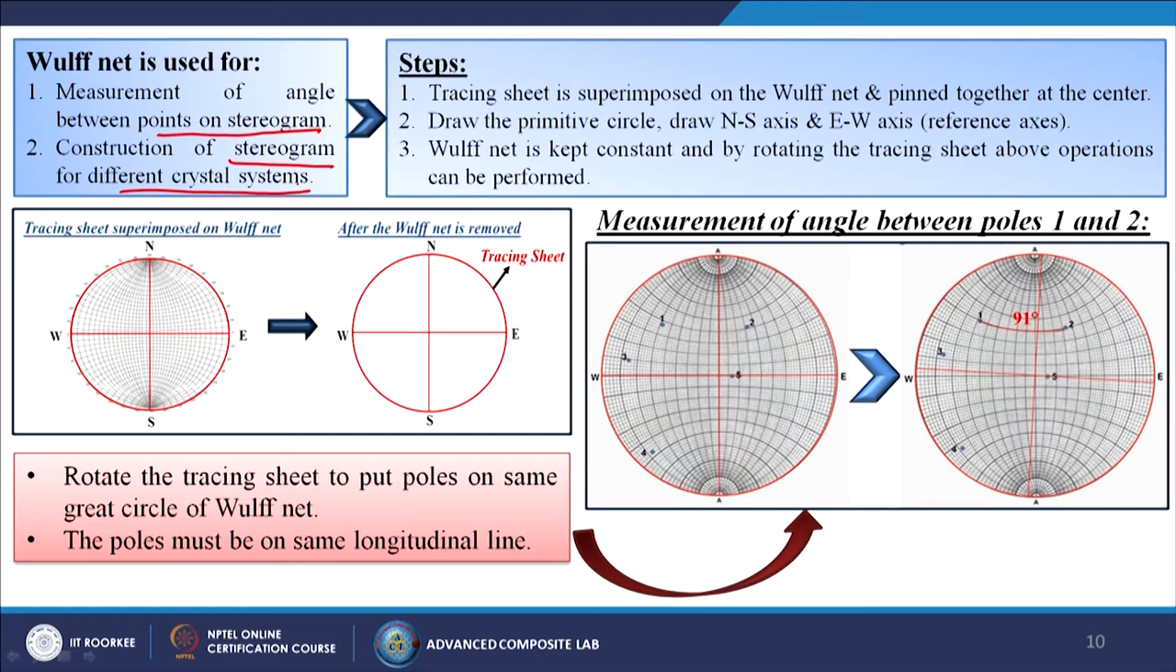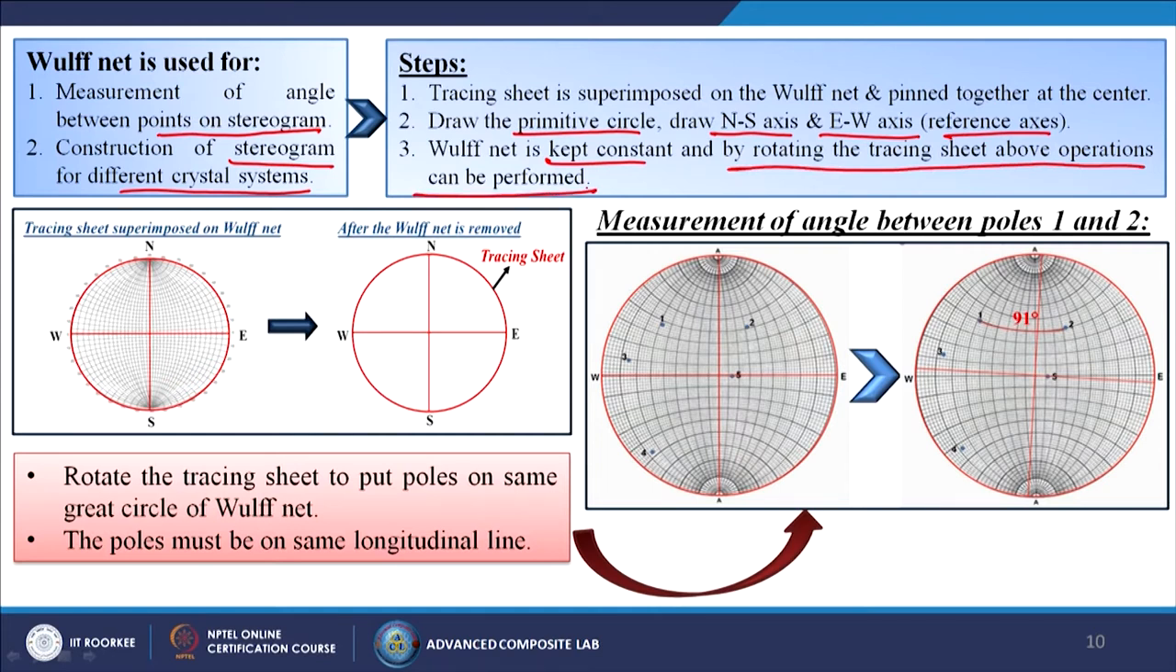Step 1, tracing sheet is superimposed on the Wulff net and pinned together at the center itself. So first we are putting our tracing sheet on the Wulff net itself. Draw the primitive circle, draw north and south pole axis and east and west axis, which is the reference axis over there. Wulff net is kept constant and by rotating the tracing sheet above operations can be performed. How we are going to do, I will tell you.